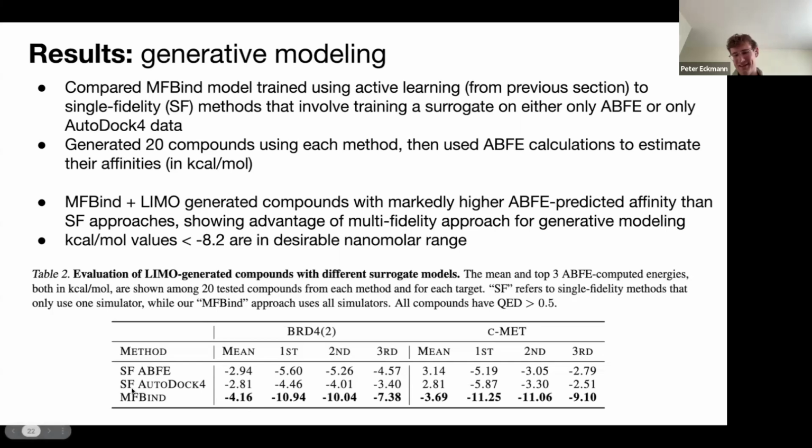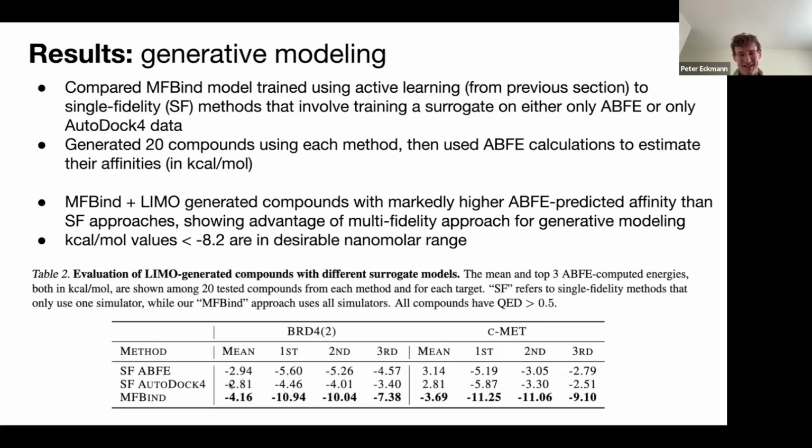So, single fidelity AutoDoc4 is just, you train a surrogate on only docking data and then use that to generate compounds, and same for ABFE. So yeah, MFBind plus Limo generated compounds with markedly higher ABFE predicted affinities than the single fidelity approaches, which shows the advantage of the multi-fidelity approach in this generative modeling setting.